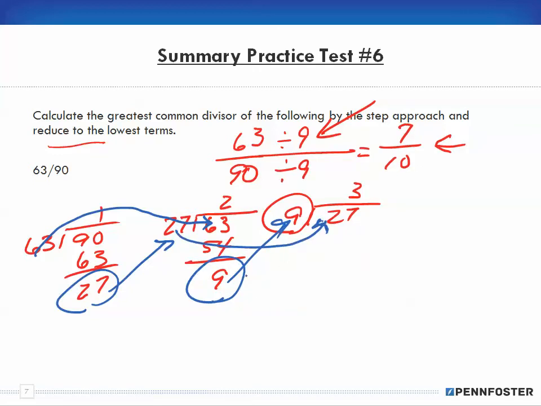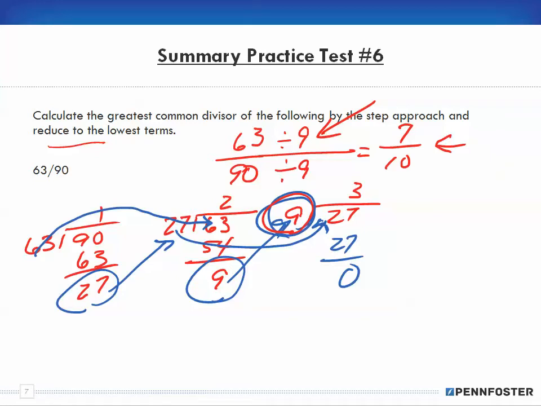That's the process to follow until you get to 0. In other words, 9 times 3 is 27, and we end up with 0. Whatever your divisor was the last time, that's your greatest common divisor. And according to this problem, we divide your numerator by 9 and your denominator by 9. And that's using the step approach.